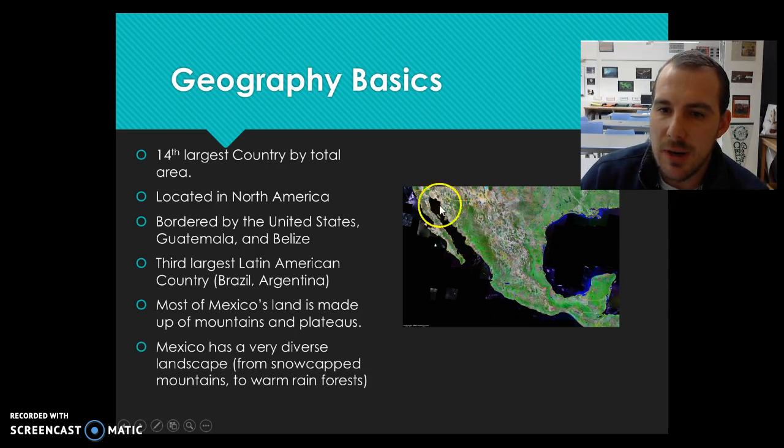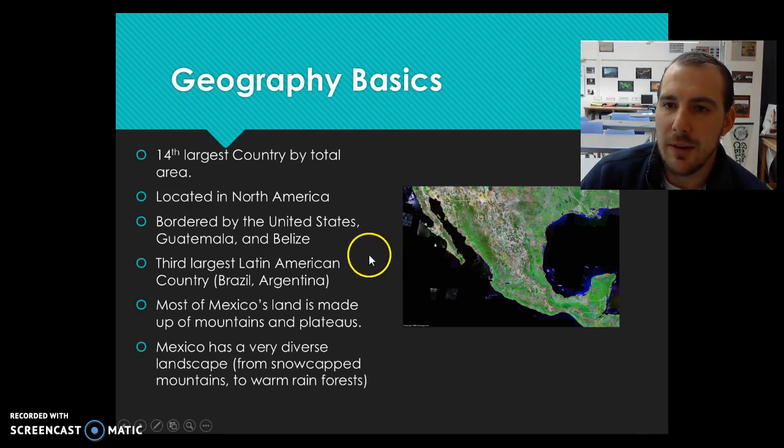Most of the land you can see right here, and we'll look more into it, is made up of mountains and plateaus. You can see the mountains here. And it has a very diverse landscape. There's areas in Mexico with snow-covered mountains, and then there's deep rainforests. So it's got a little bit of everything, and we'll be going through that.